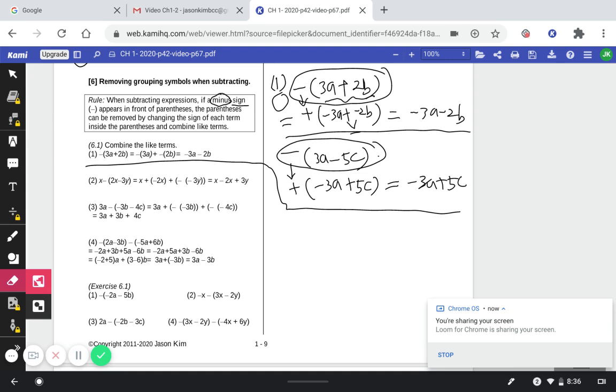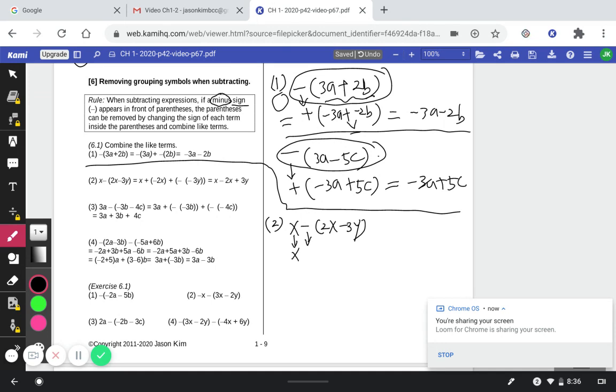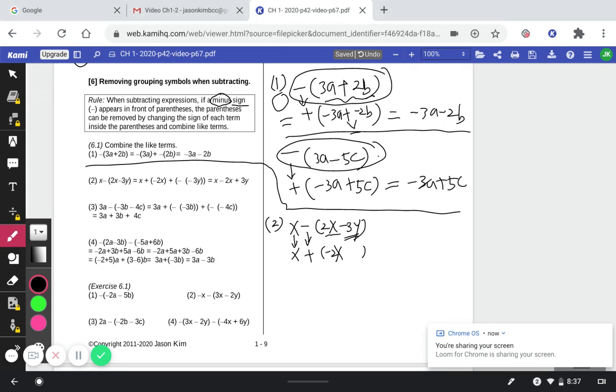So now, when you do number 2, x minus (2x minus 3y). Now again, you have subtraction, so you do the keep change. So you keep x, change minus to plus, and change everything inside. So they become 2x becomes negative 2x, minus 3y becomes plus 3y.